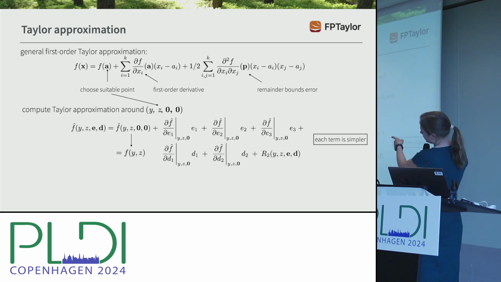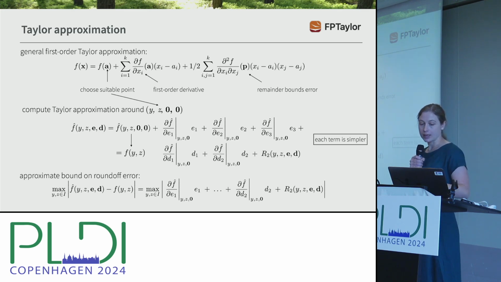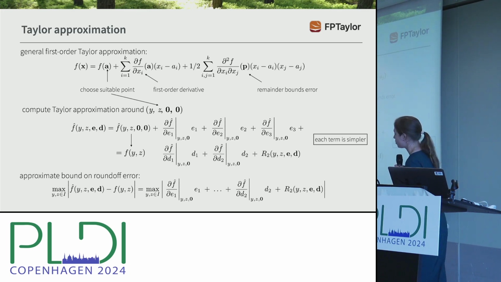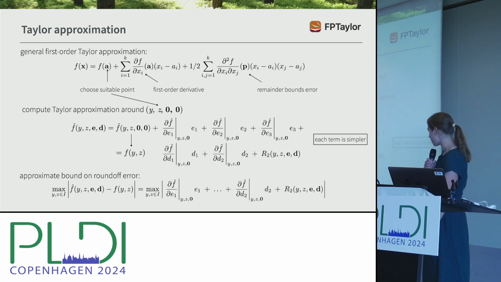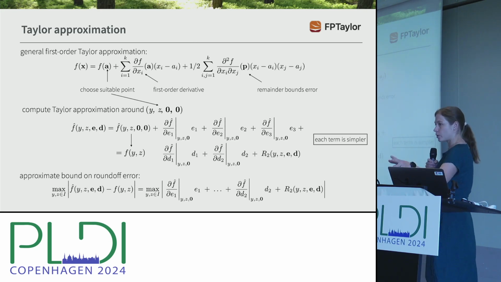And that f hat of our suitably chosen point happens to be exactly the real valued function. So that means that when we plug this into our error expression at the bottom, this part and this part at the beginning will be the same. So we only end up with the derivative terms and that remainder. So the important thing is we're doing derivatives, and by doing so we get many terms, but each of the terms is simpler.